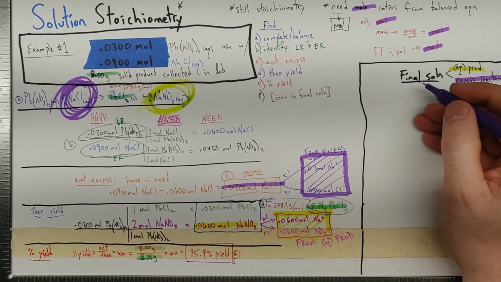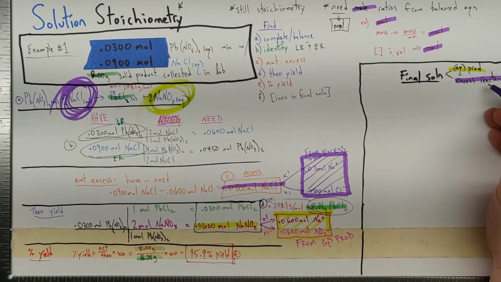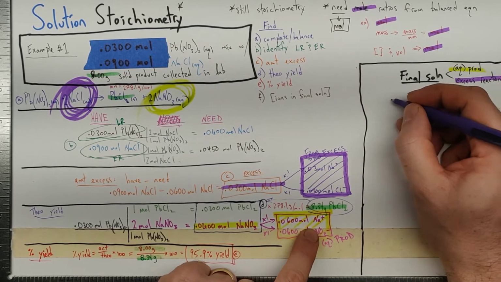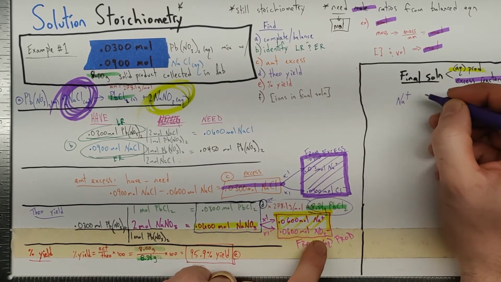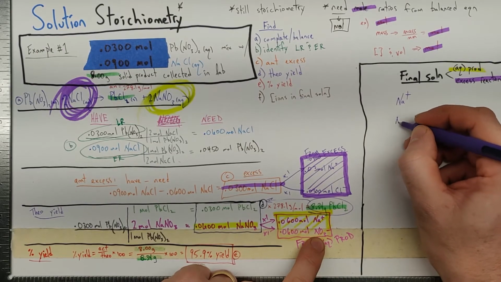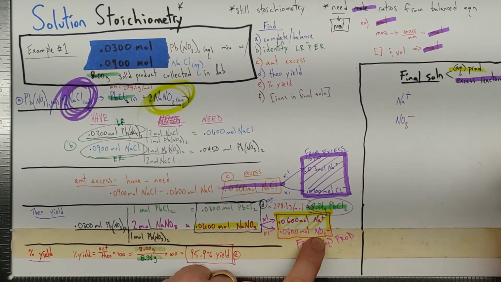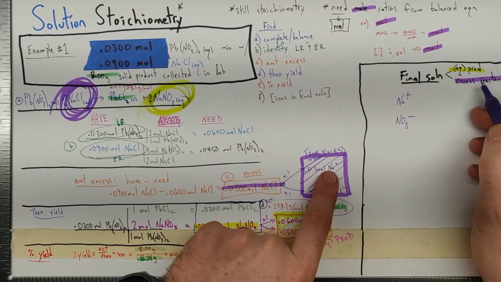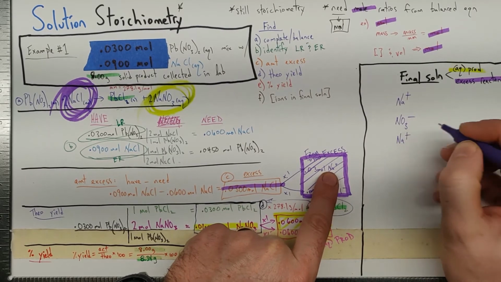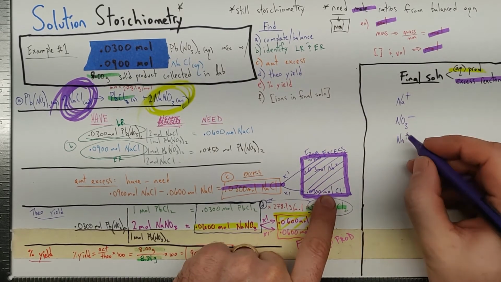In the final solution, I've got aqueous product and excess reactant. What do I have from my aqueous product? I have sodium ions. I have nitrate ions. What do I have from my excess reactant? I have sodium ions, and I have chloride ions.